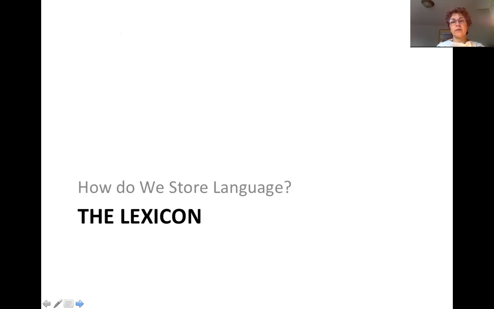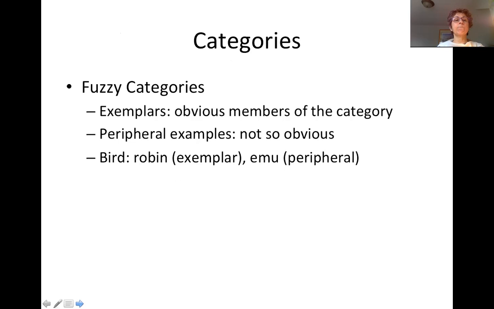How do we store language? We will use an example from our lexical capacity, the vocabulary we have for words, the lexicon.